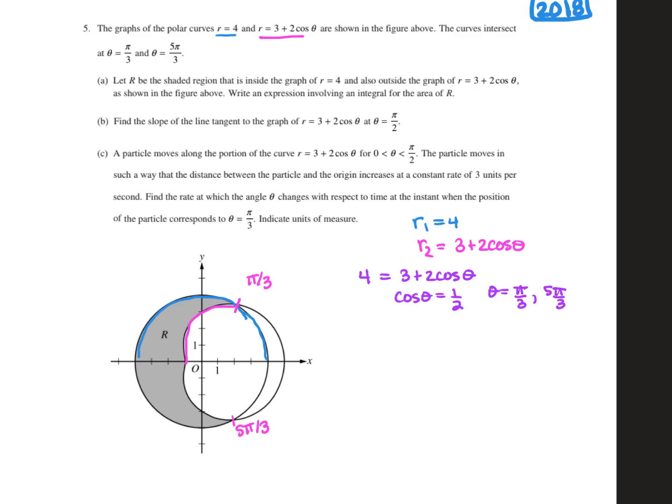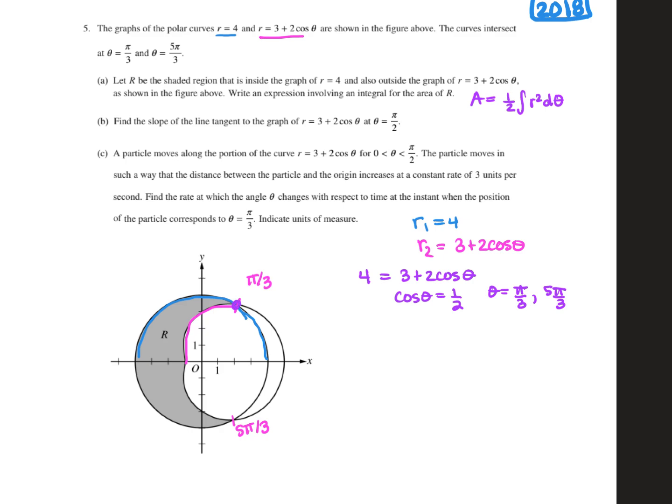So that works out. A, let R be the shaded region inside the graph of r equals 4 and outside the graph of the cardioid. Find an expression for the integral involving r. Okay, so remember, area for polar is different. It's 1/2 the integral of r squared d theta.